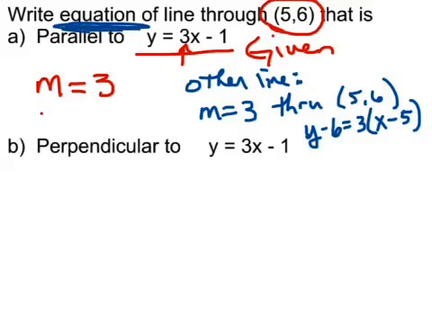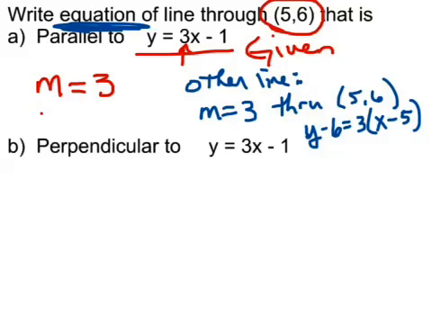So my red line was given. It had a slope of 3, and it went through the y-axis at -1. This blue line does not go through the y-axis at -1, by the way. But our blue line goes through 5, 6 and has a matching slope because the direction said it had to be parallel. Now let's do the same thing.